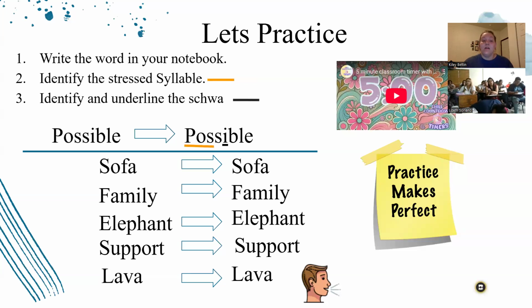So the first word is sofa. The next one is family. Family. Next is elephant. Elephant. That next one is going to be support. Support. And that last one is going to be lava. So I'll give you about 5 minutes. You might not need all 5 minutes, but you're more than welcome to work on this individually. Just give it a go to find that stressed and unstressed, and then connect with a peer and compare answers. So take as much time as you need while you watch the timer.